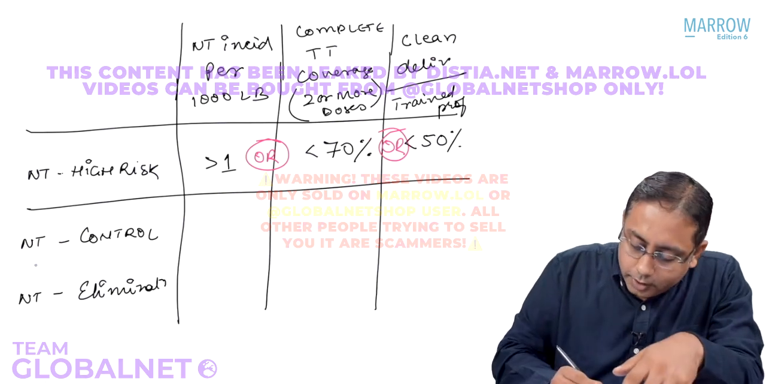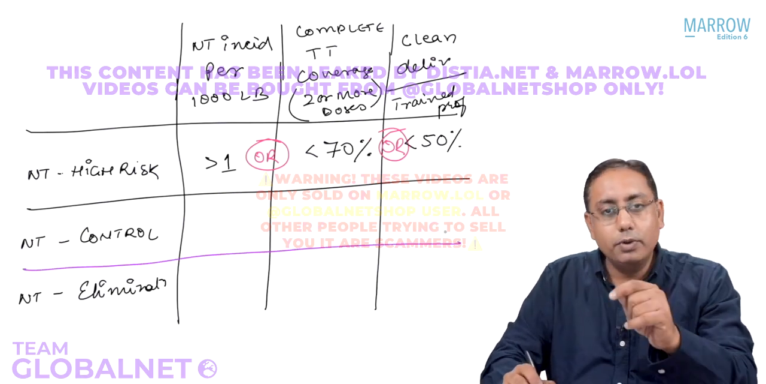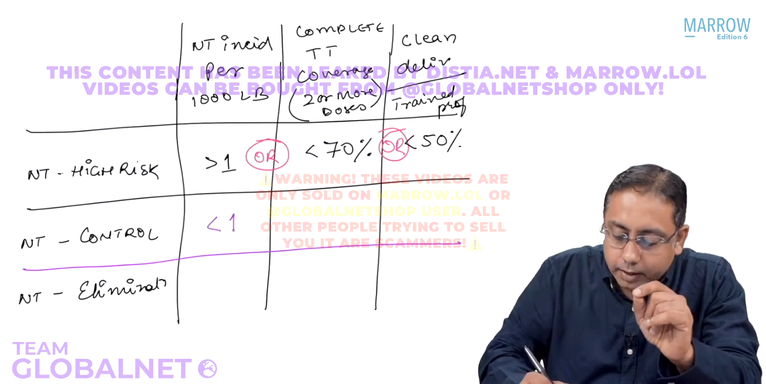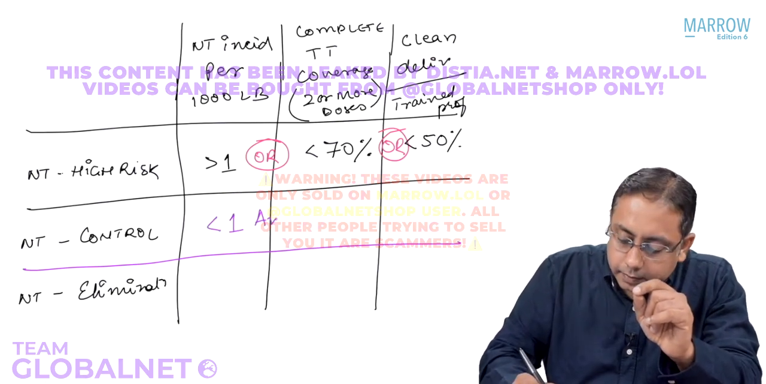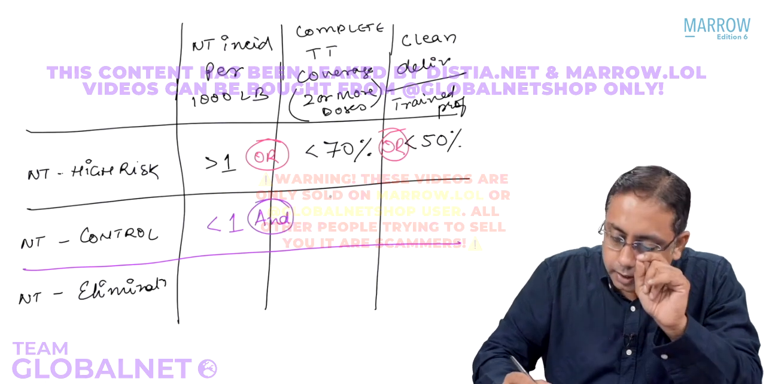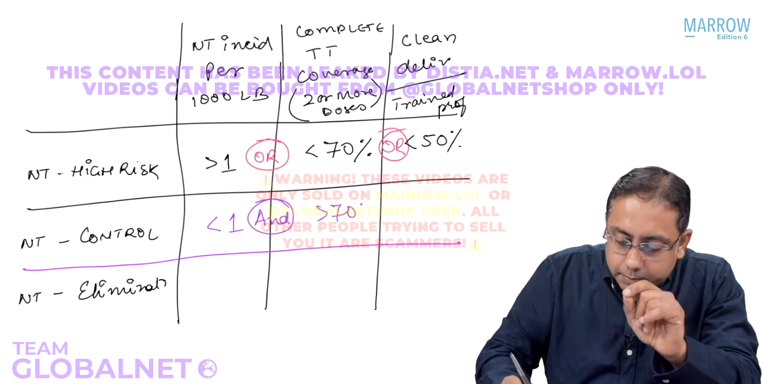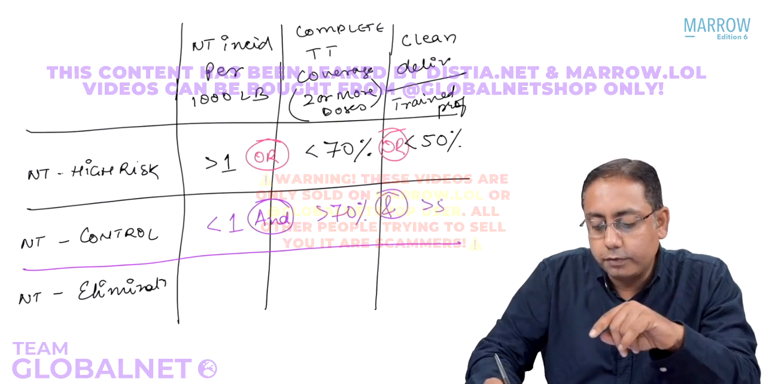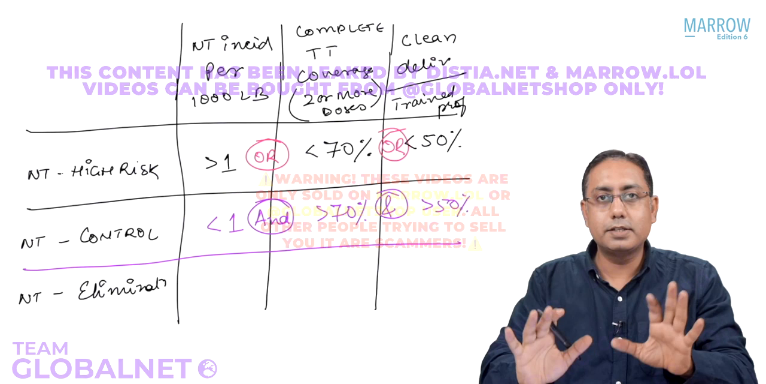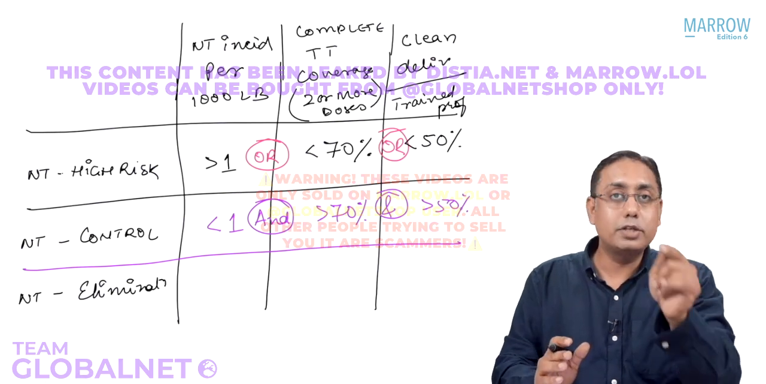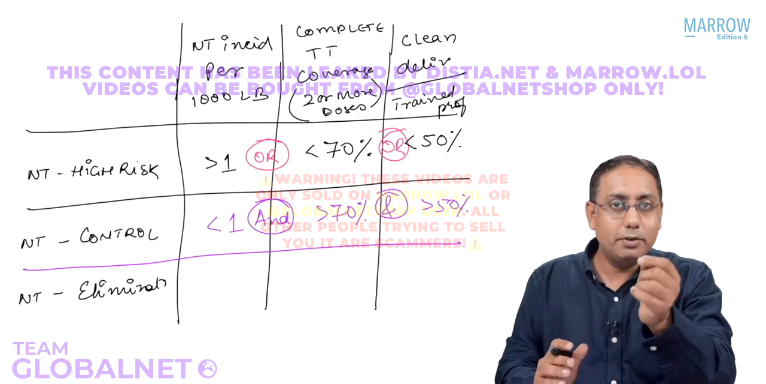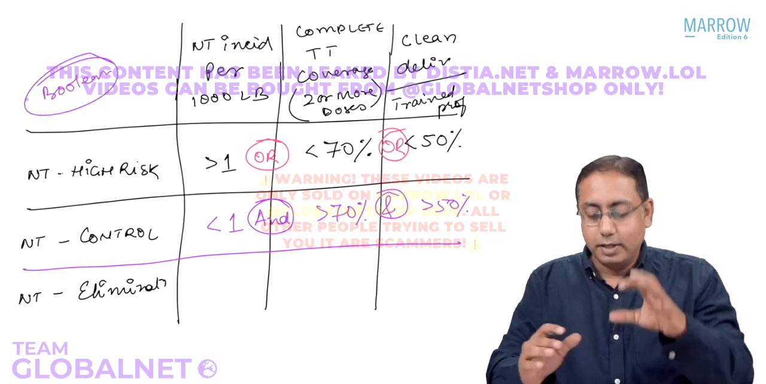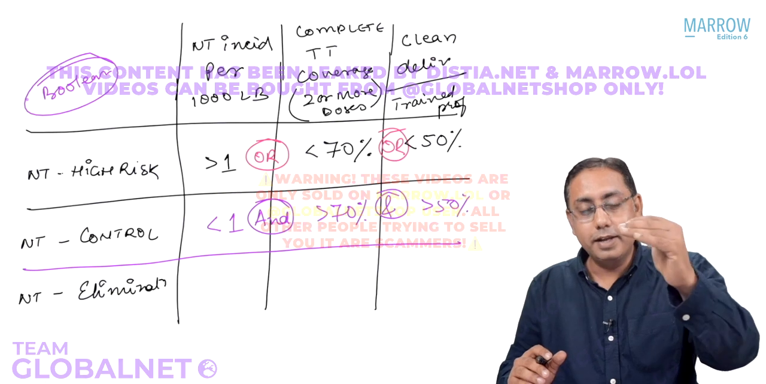Next, when will you call a control area? We will call a control area if the neonatal tetanus incidence per 1000 live births is less than 1 and the TT coverage is more than 70% and the clean delivery is more than 50%. Are we understanding this? So please remember, there's a difference between the ors and the ands. Boolean, you remember the word Boolean? Boolean means or and. So there is an important difference between the high risk and the control.